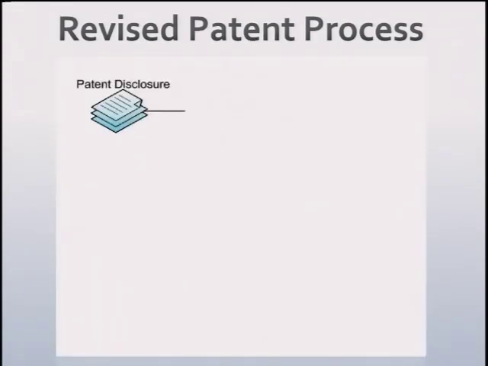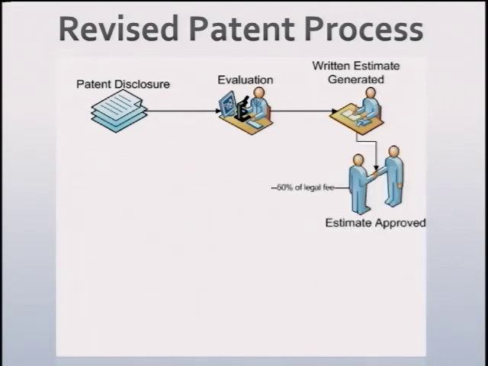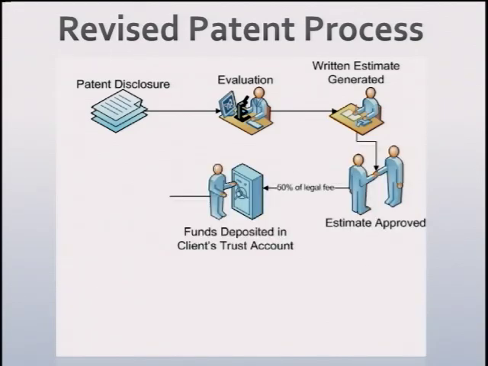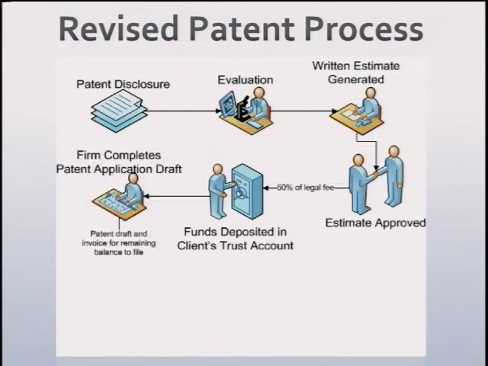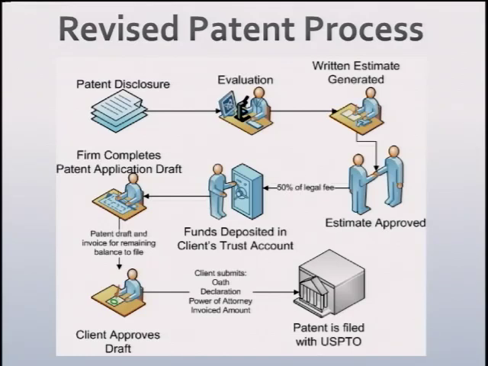So the first step is to talk about the patent disclosure. The second step, the evaluation. The third step, the written estimate. The 4th step, to get an agreement. The 5th step, make a deposit. The 6th step, etc. The 7th, 8th, and then finally the 9th part is submitting it for approval to apply to the U.S. Patent Office. That's a much better approach than, let's go back to the original.